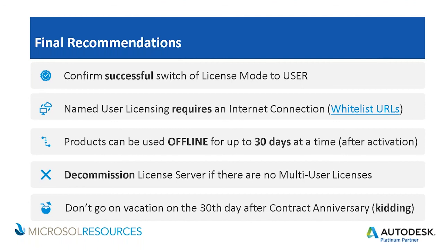Now, just some final recommendations before wrapping up here. I recommend that you try to confirm that the switch of the licensing mode has been successful to named user. Sometimes in high trust environments, it just goes out as an email, and then that 30th day comes and there are some issues with some users that didn't execute, or they didn't run the command prompt as administrator. Sometimes that can cause the licensing mode to not switch over properly.